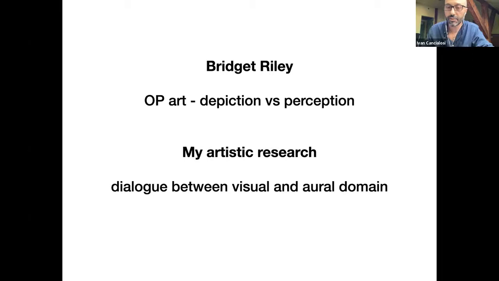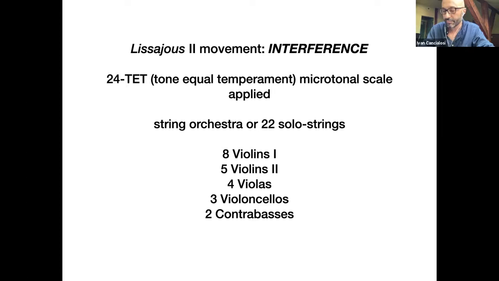For this presentation, I will analyze the second movement, Interference, of Lycidius' orchestral work. It's the only movement where microtonality applies. In this process, I will try to translate the cataract's image into its relative sonic parallel. Just a word on the role of microtones in this piece. They empower the perception of expansion and contraction, intervening effectively, in my opinion, in modeling the sonic figure according to the cataract's waveforms.